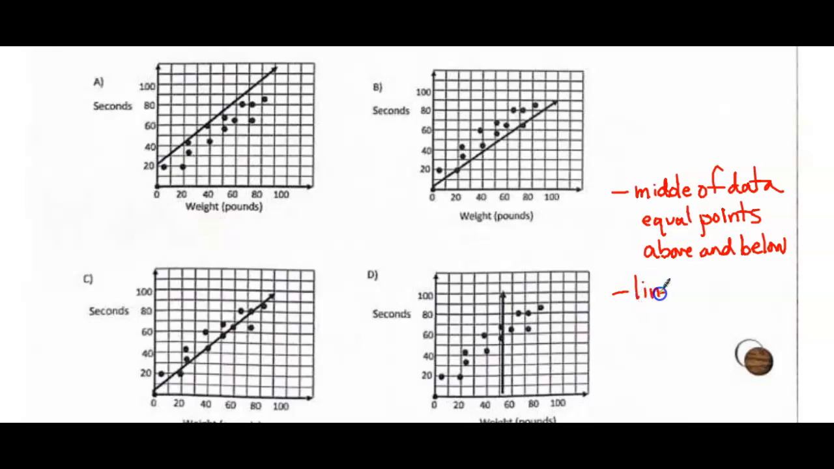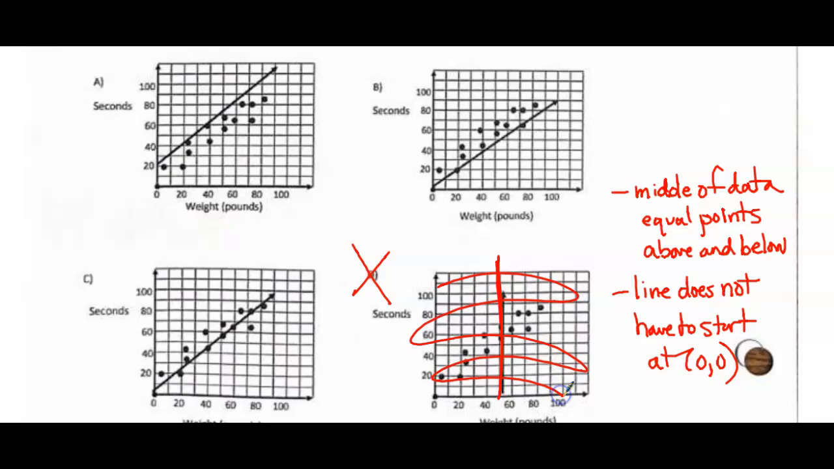The line does not have to start at 0, 0. So remember that. So I'm going to go down here to D and cross this off. A lot of people think when you say the middle of the data, it's the middle of the coordinate plane. No, that does not make any sense. So if it has to go through the middle of the data and there has to be equal points above and below, if I look at letter B, if I look down here, there are no data points. That means this line of best fit did not go through the middle.